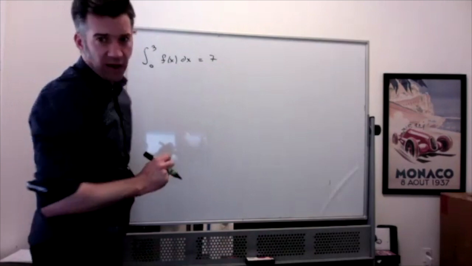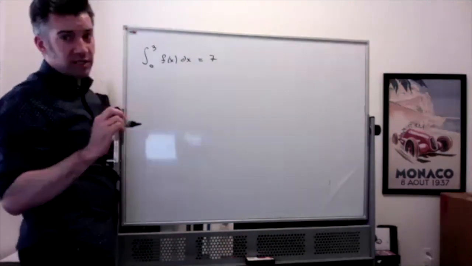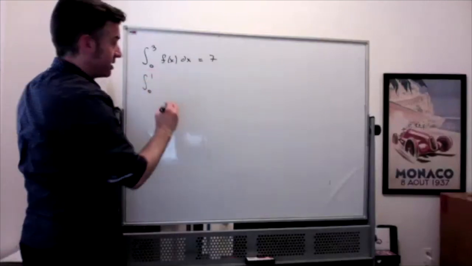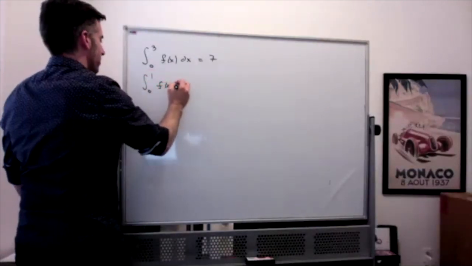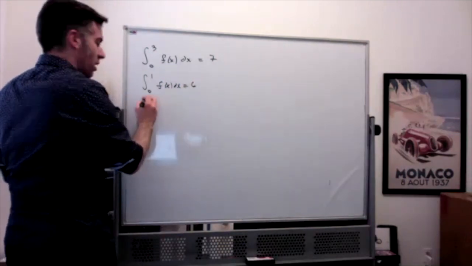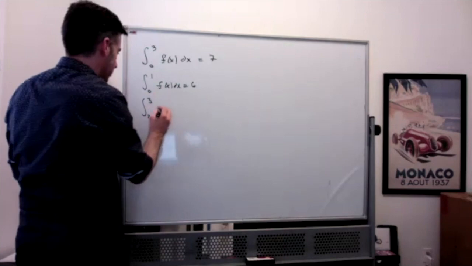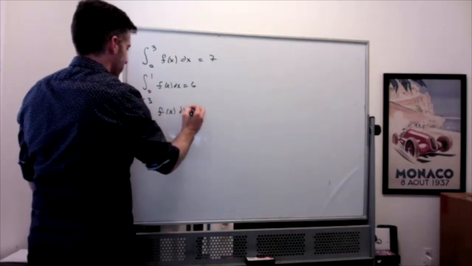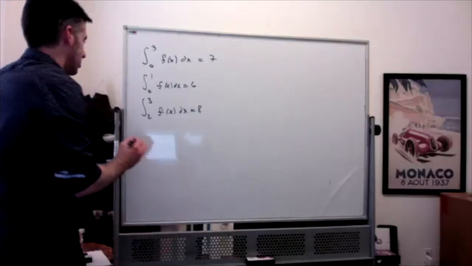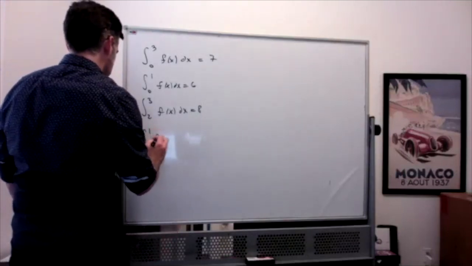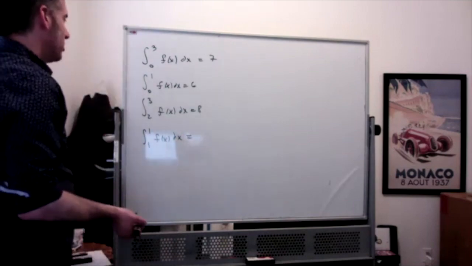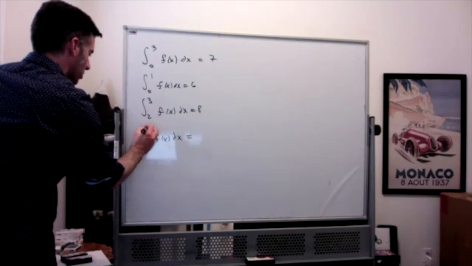Anyway, so here's what we've got for problem 12. The integral from 0 to 3 of f of x dx equals 7. The integral from 0 to 1 of f of x dx equals 6. And the integral from 2 to 3 of f of x dx equals 8. And they're asking us about the integral from 1 to 2. That's the first part. Okay, so here, 1 to 2.